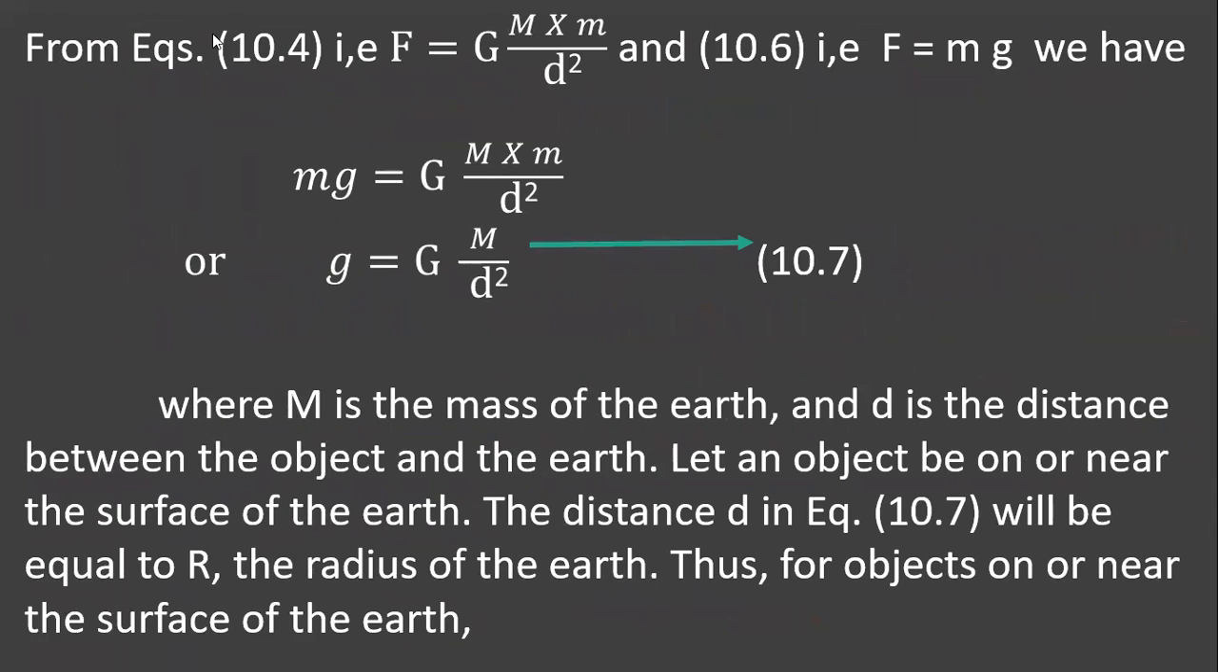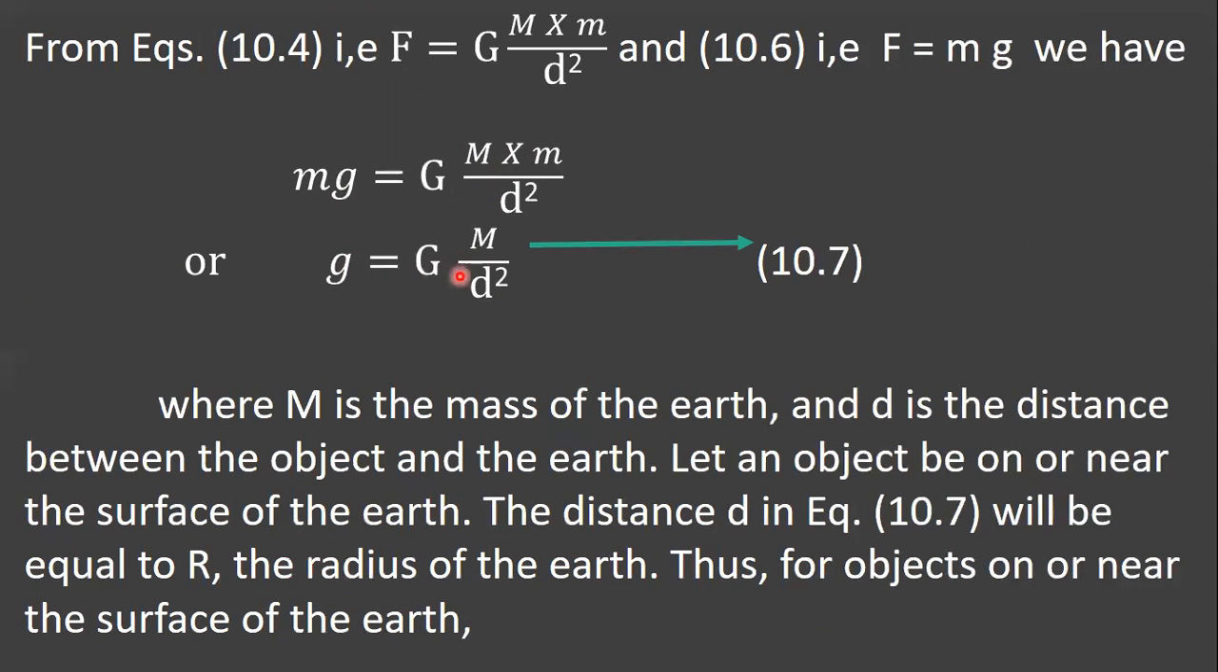Now from equation 10.4, which we have already studied in our previous class, that is F equals G M m by d square, and equation 10.6, that is F equals m into g, we can equate these two equations. We will get here m into g equals G into M m by d square. That is here both the m will cancel.